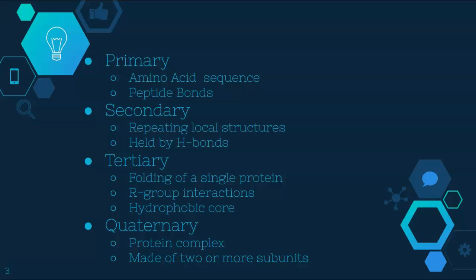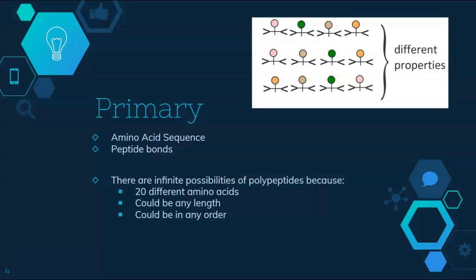Tertiary structure is the folding of a single protein. This is when R group interactions occur within the amino acids, and there's a hydrophobic core, so it's usually hidden in the middle because it doesn't play well with water. And then quaternary structure is the complex protein. This is usually made of 2 or more subunits. And again, I'll show you pictures so you know what I'm talking about.